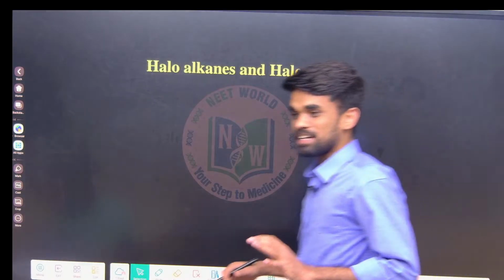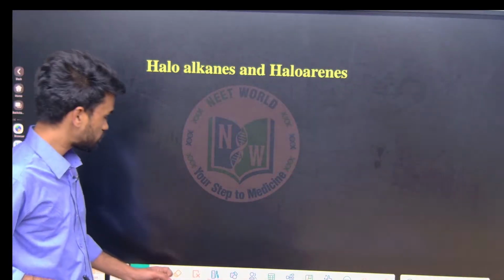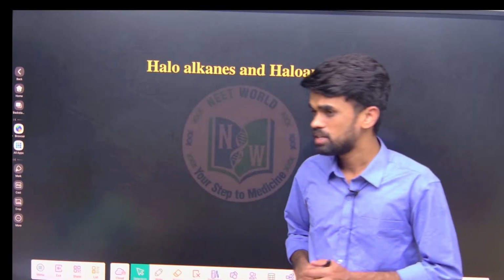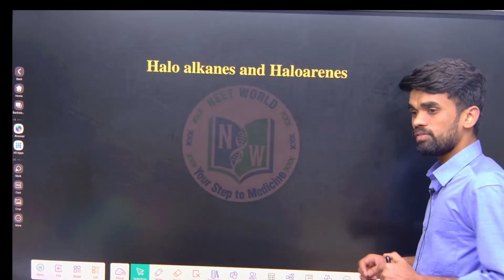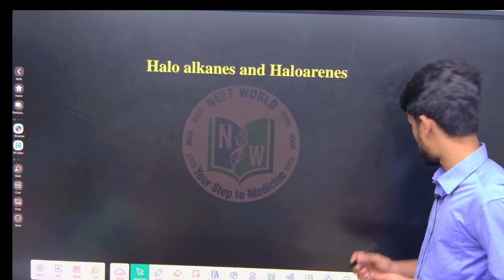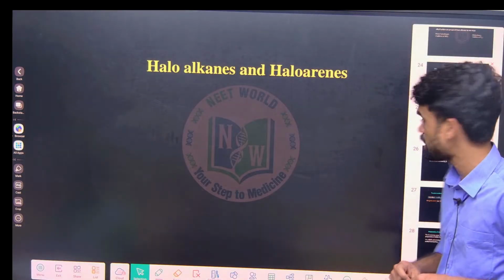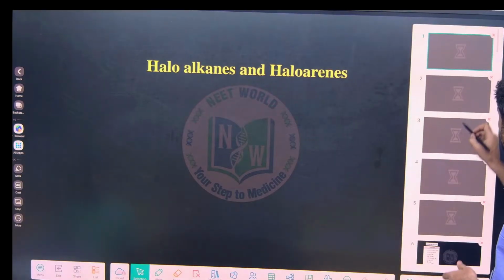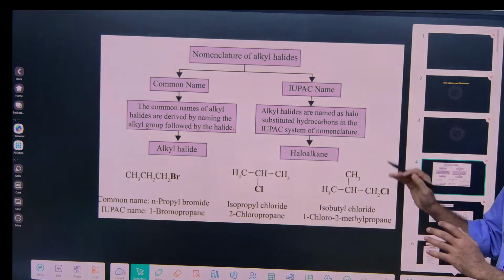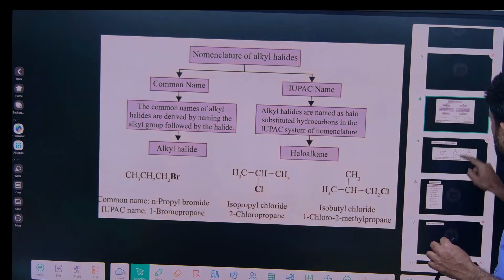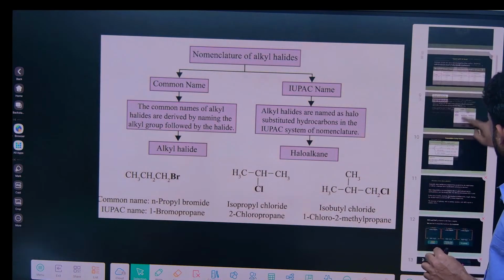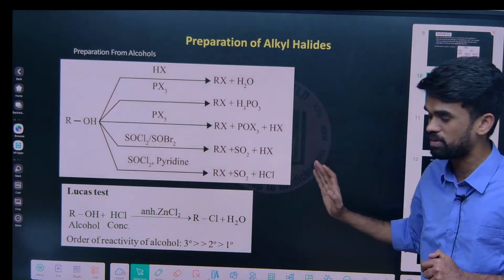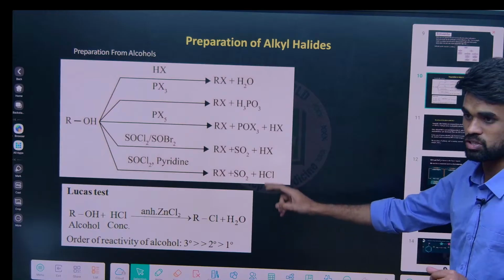So in the last class we started discussing the preparation of haloalkanes, and we finished up to the free radical substitution reaction mechanism, that is, halogenation of alkanes. First we discussed classification, basic classification and their IUPAC names, and then the preparation methods. These are some preparation methods I have given right now. Detailed discussion was also done for this.